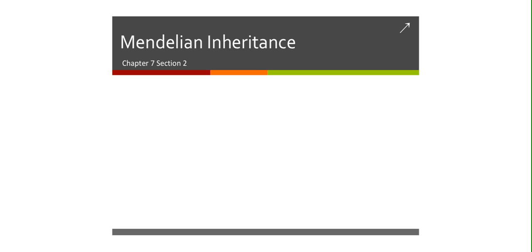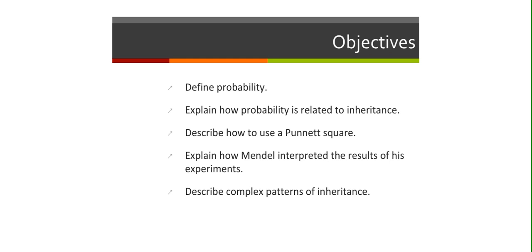Remember that humans are a lot more difficult, and when we start getting into the human aspect, we'll see a lot more diversity present. So at the end of this video, you should be able to define probability, explain how probability is related to inheritance, describe how to use a Punnett square, explain how Mendel interpreted the results of his experiments, and finally describe complex patterns of inheritance.